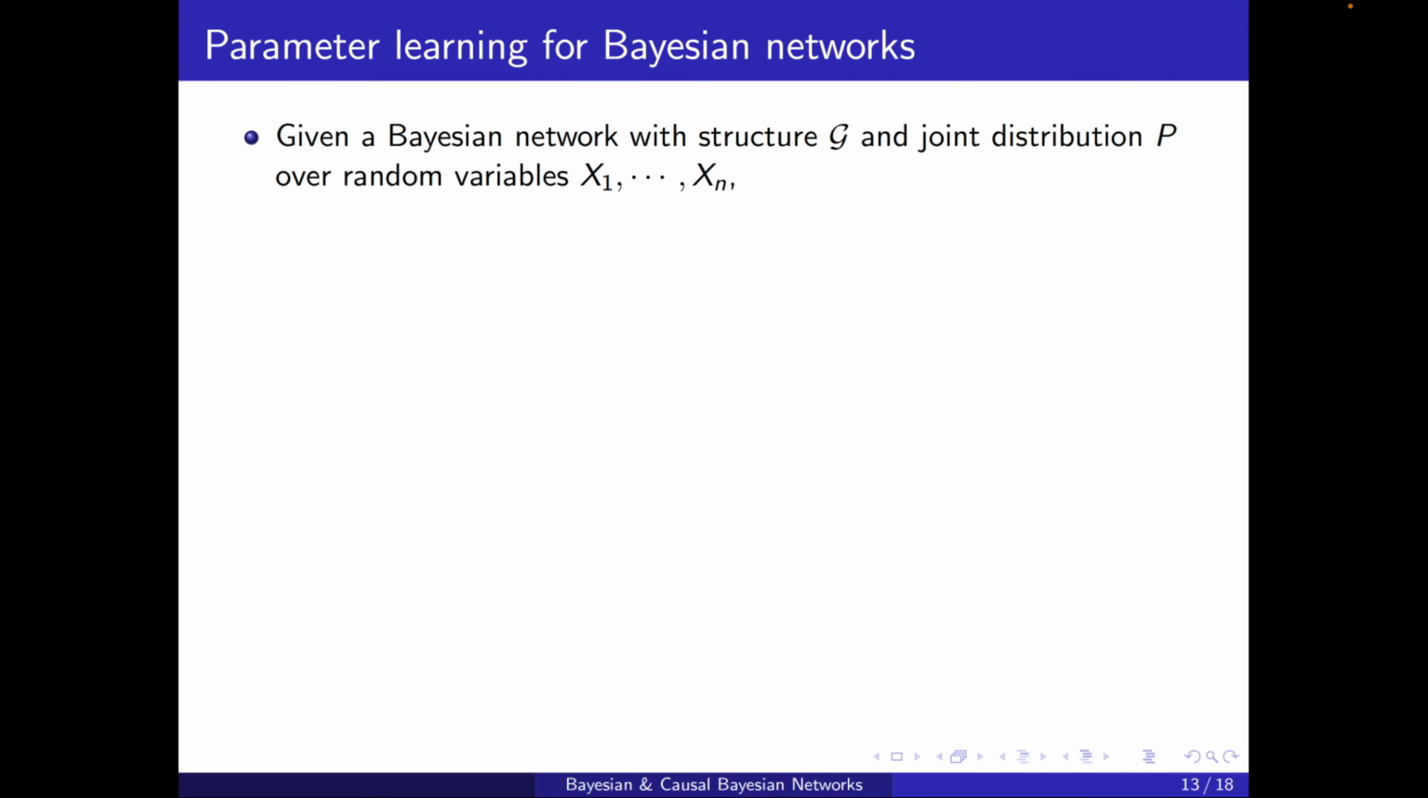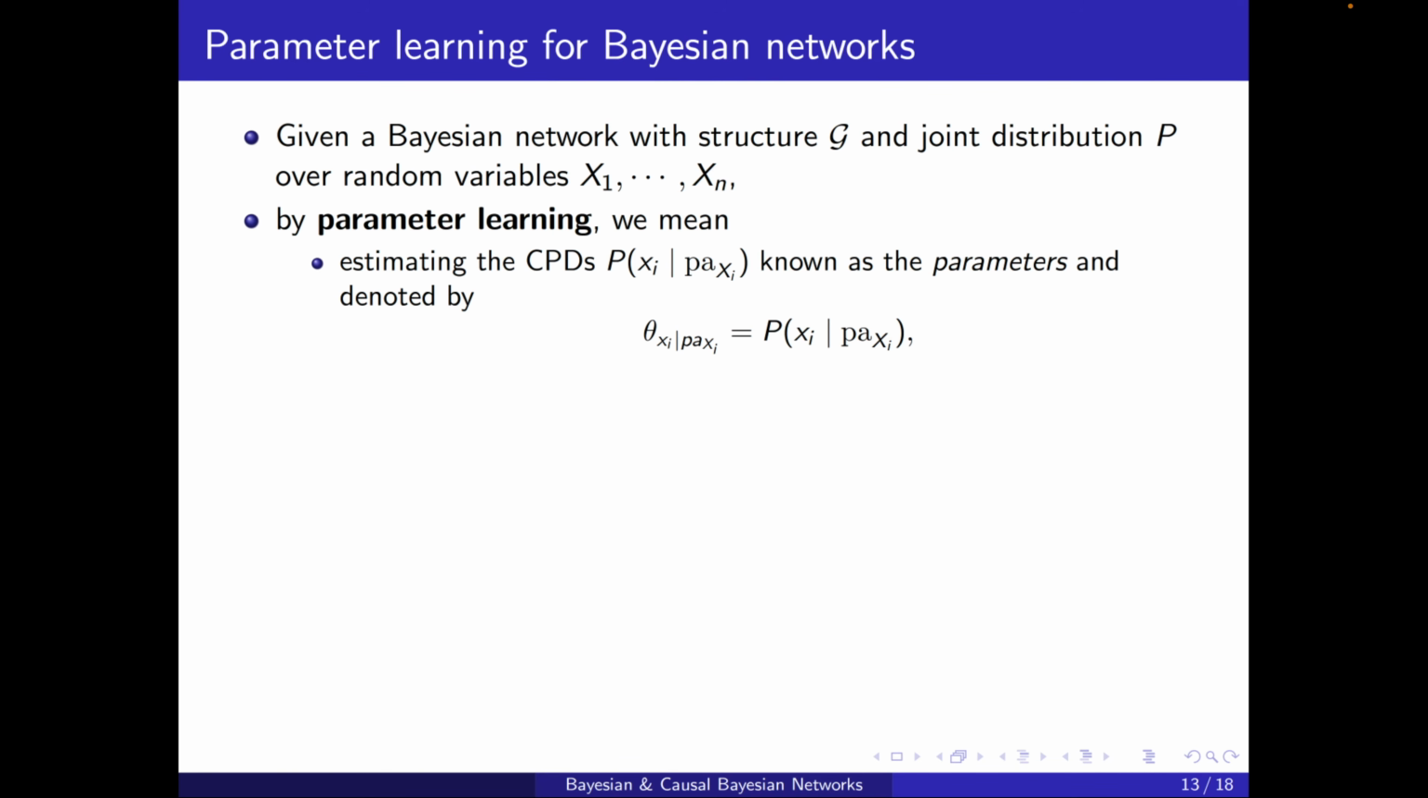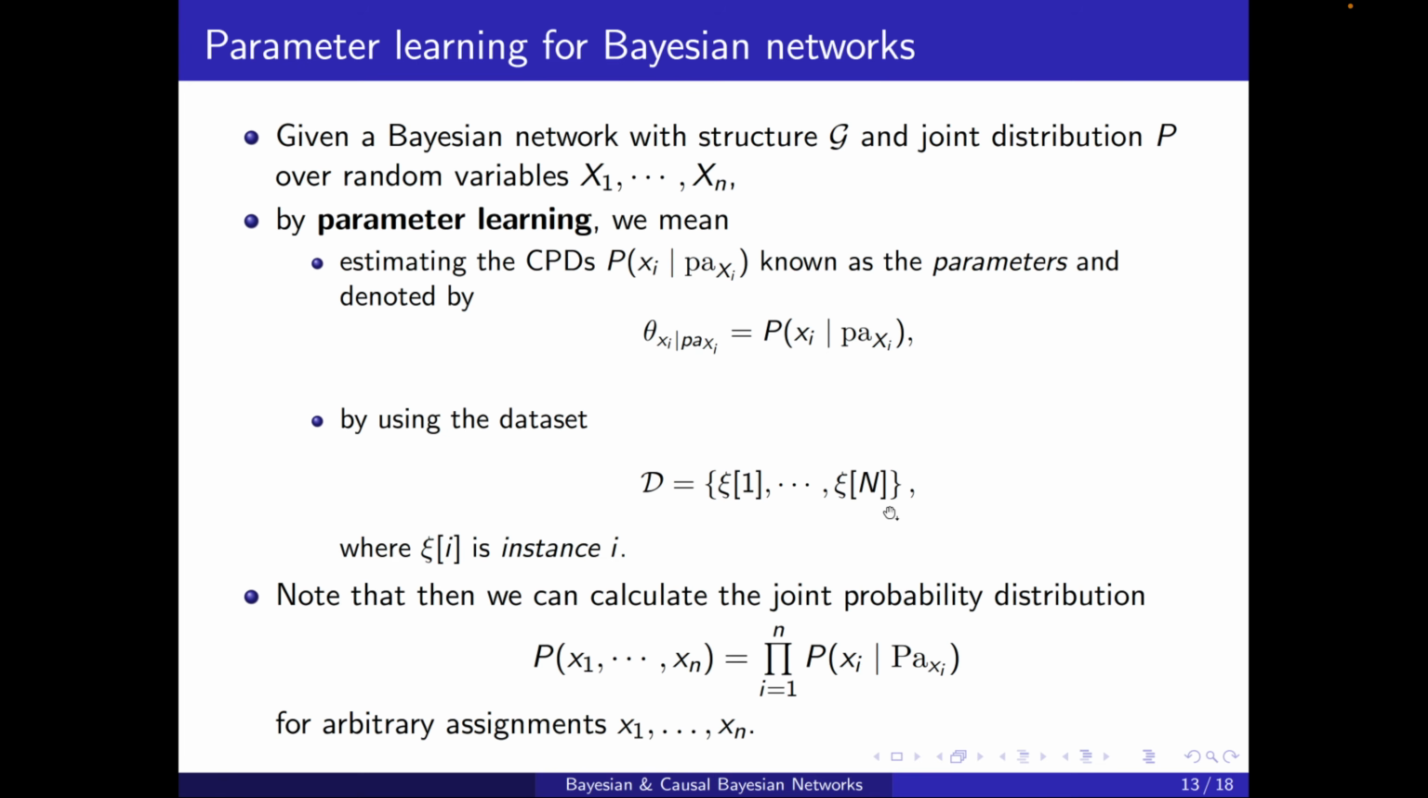Let's see. To formalize it, given a Bayesian network with the structure G and joint distribution P over random variables x1 to xn, by parameter learning, we mean to estimate the CPDs, known as the parameters and denoted by theta xi condition on the parents, equal to this probability. How? By using a data set D with instances xi1 to xin. And of course, recall that the joint probability distribution can be factorized according to the Bayesian network.